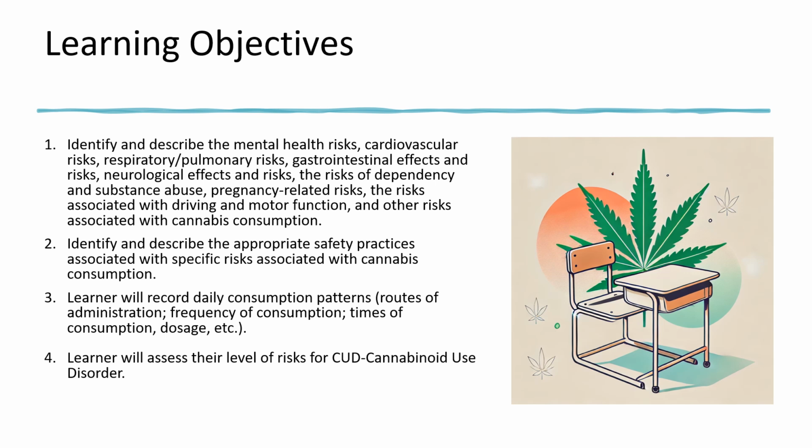Number 2, identify and describe the appropriate safety practices associated with specific risk associated with cannabis consumption. Number 3, the learner will record daily consumption patterns, routes of administration, frequency of consumption, times of consumption, dosage, etc. Number 4, learner will assess their level of risk for CUD, cannabinoid use disorder.